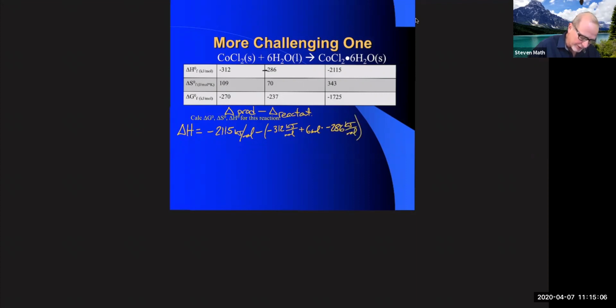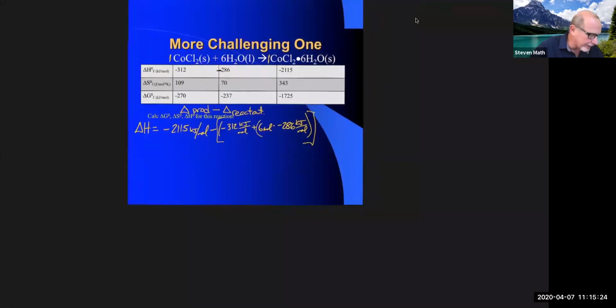Remember, if it doesn't have a number out front, there's actually an implied 1 right here and an implied 1 right there for 1 moles. So we're going to get things in terms of kilojoules. It's going to work itself out. And if we crunch that into our calculator, we're going to get negative 87 kilojoules.